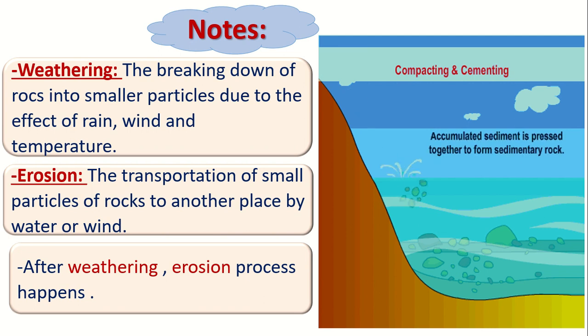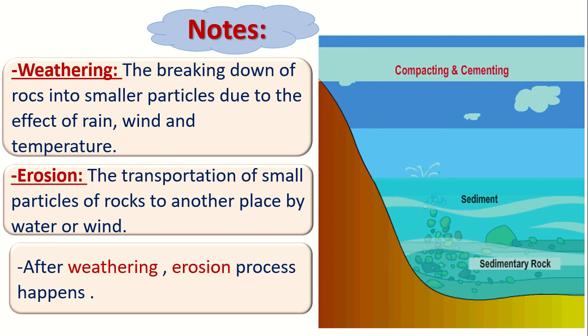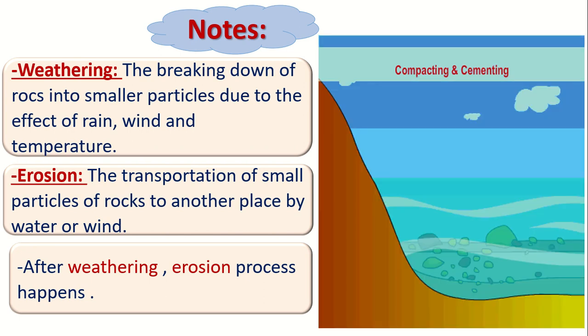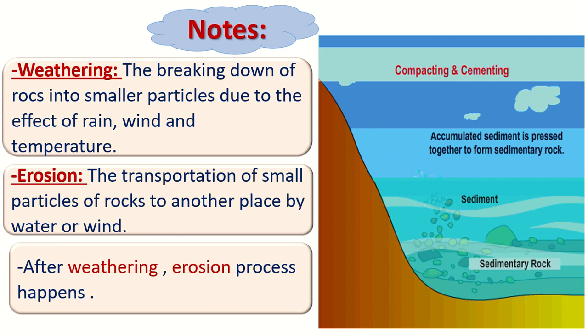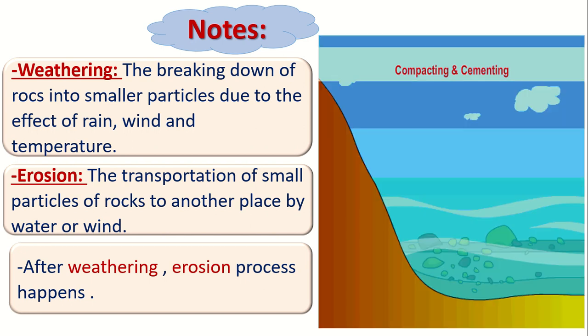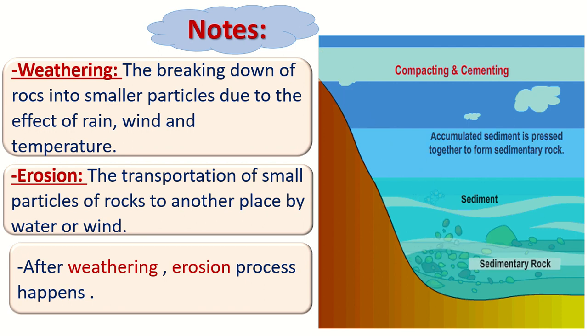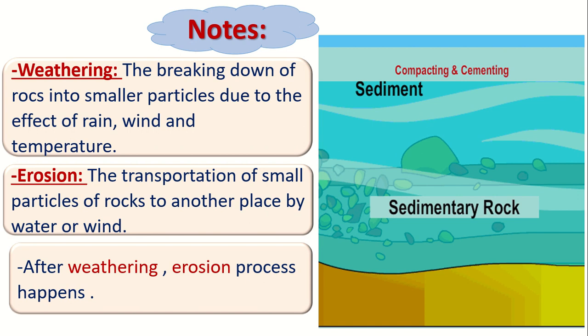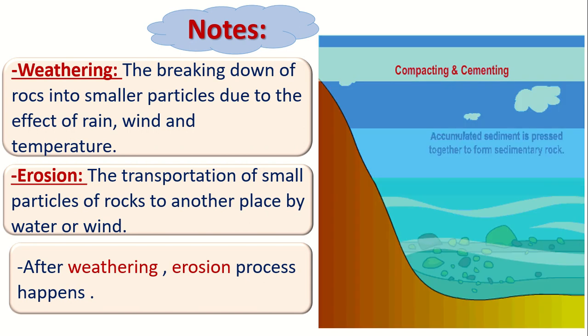So again, let's differentiate between them. Breaking the rocks into smaller pieces is weathering. Transportation of the smaller particles of rocks is erosion. So transporting or moving the smaller particles of rocks is erosion, and it happens by the help of water or wind. What about weathering? Weathering is breaking down the rock from the beginning into smaller pieces by the help of water, wind, and temperature. So which one happens first? Weathering. After that, erosion. So after weathering, erosion happens.